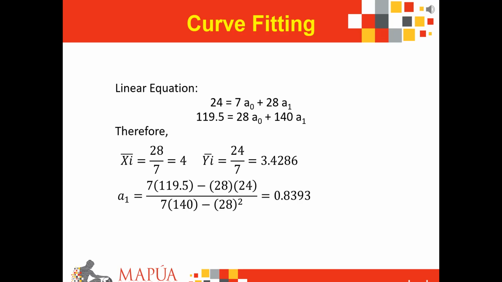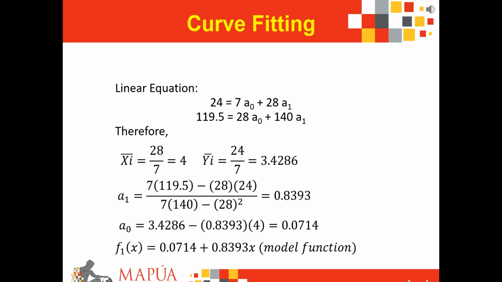Thus, you can compute for A0 using our given formula, which gives us a value of 0.0714. Thus, giving us a particular model function equivalent to A0, which is 0.0714, plus A1x, which is in this case 0.8393x. Note that this particular model function already incorporates your given particular error.